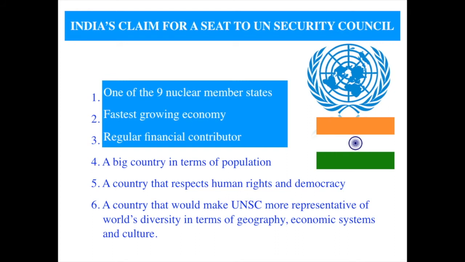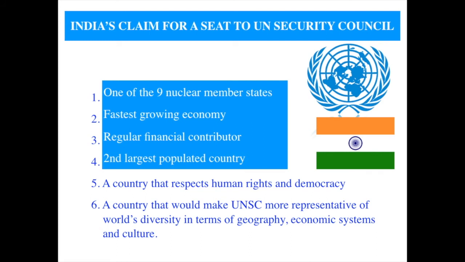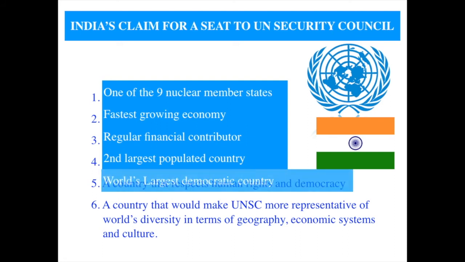The fourth criteria, a big country in terms of population. Of course, we know that India's current population is 130 crore people and is at the second position. All right. Now, with the population growth much higher than China, it is even expected to take over China's population by 2025. Now, the fifth one says a country that respects human rights and democracy. And we know that India is also the world's largest democracy and has participated in virtually almost all of the initiatives of the United Nations.